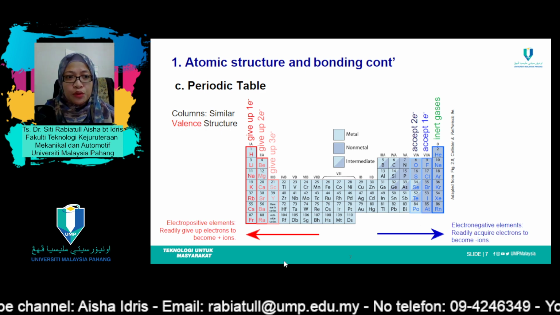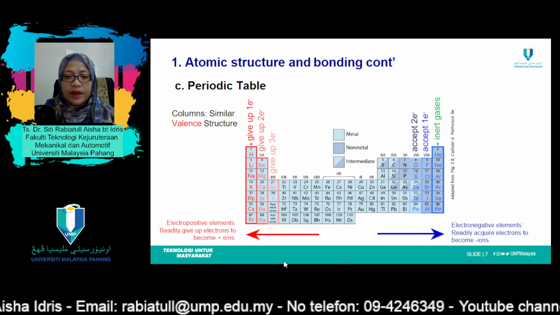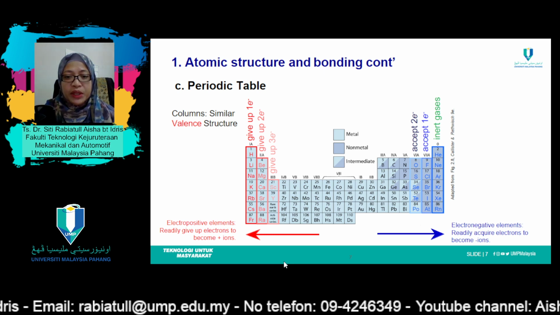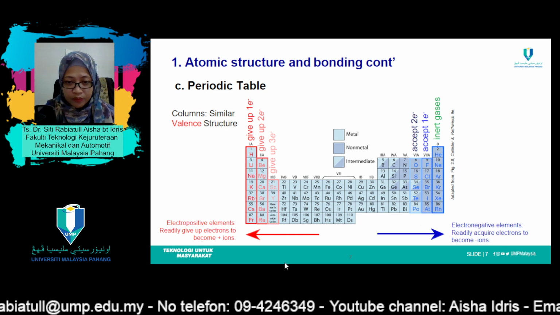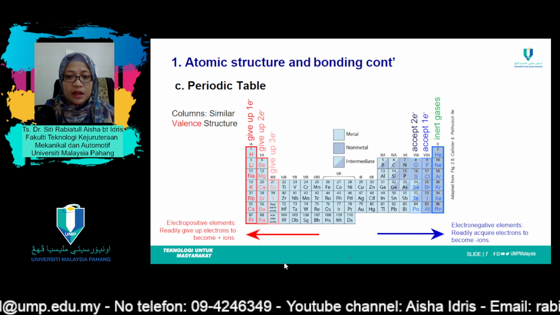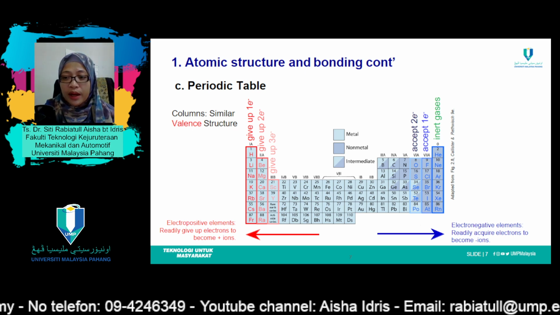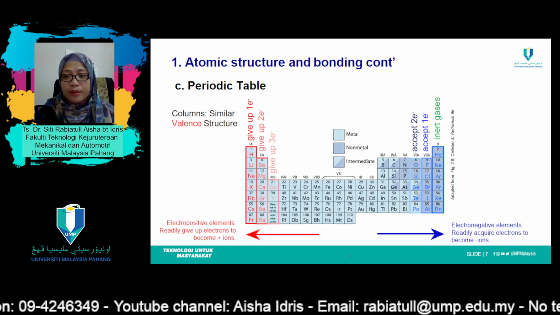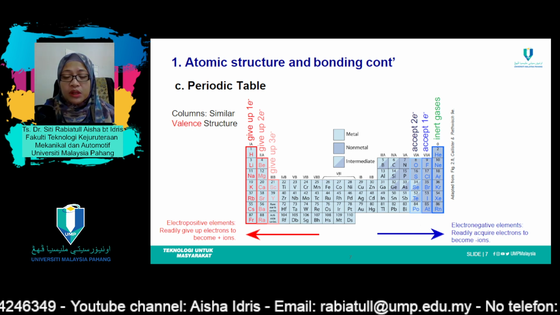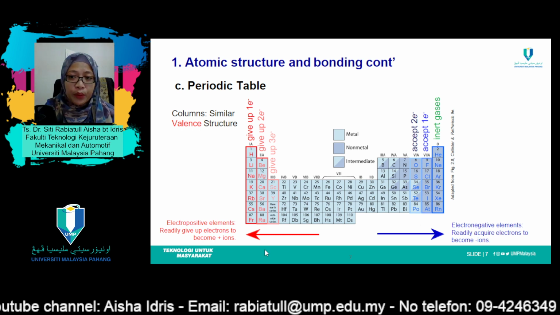If we refer to this periodic table, to the left, it means that the materials are ready to give up electrons to become positive ions. So it is known as electropositive elements. Meanwhile, to the right represents the electronegative elements, whereby the materials are ready to acquire or to receive electrons to become negative ions.